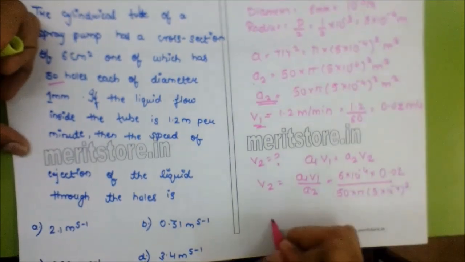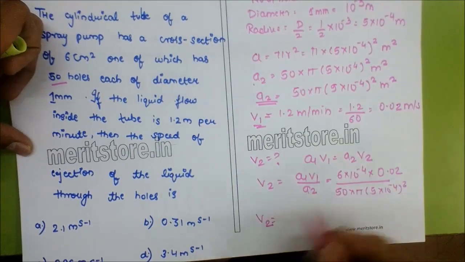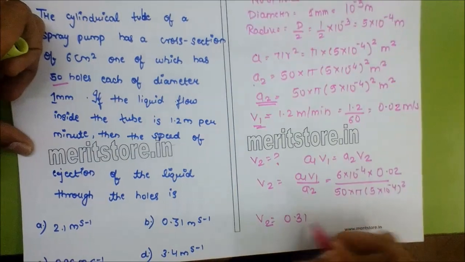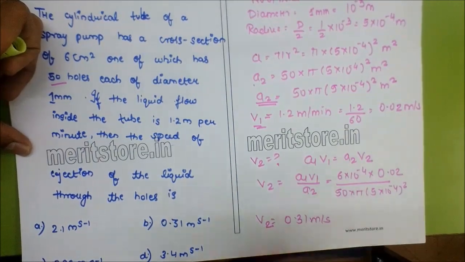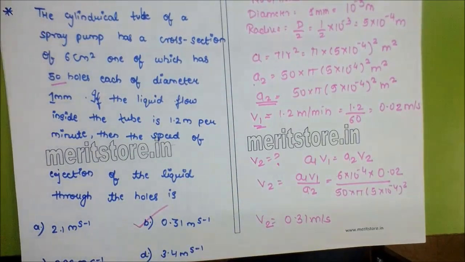Okay, after calculating the entire thing, the velocity V2 through the stream comes out to be 0.31 meters per second. So that is 0.31 meters second inverse. Okay, so option number B is the correct option.